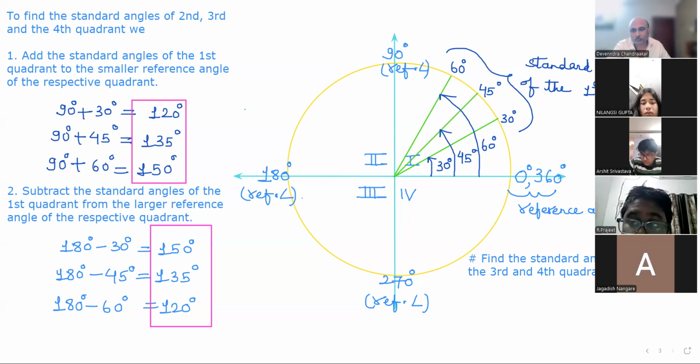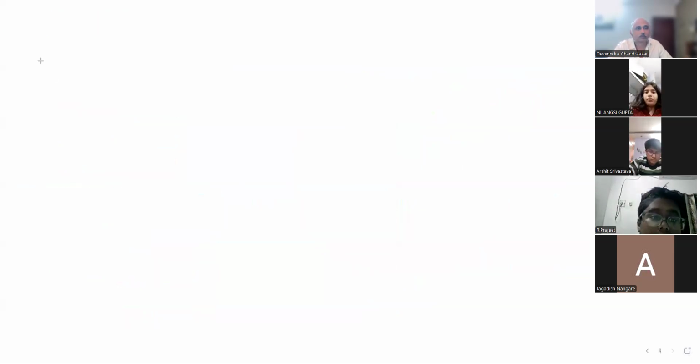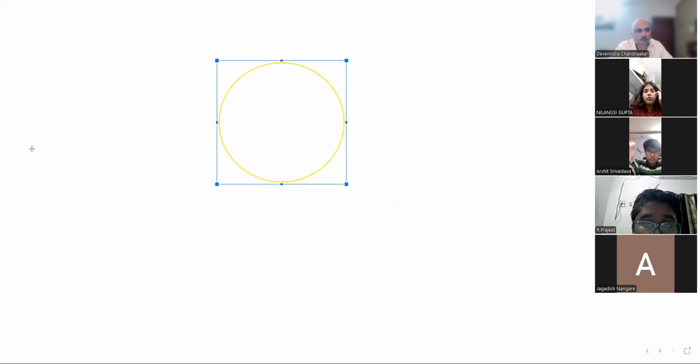All of you have done the notes. Everybody noted? Prajit? Done? Yes, sir. Chalo. So, some more information about the quadrants.